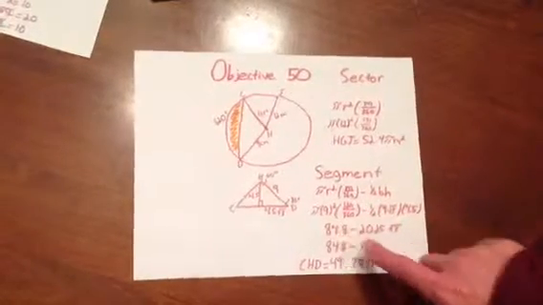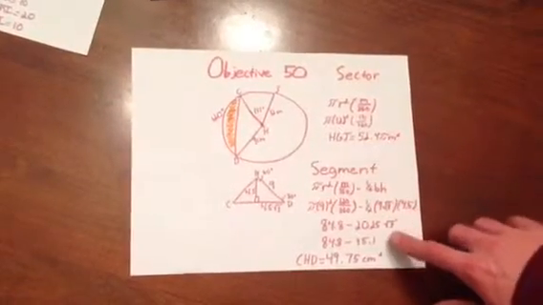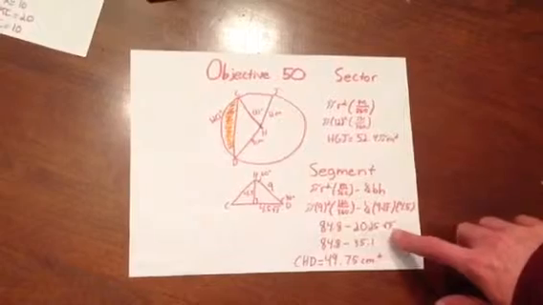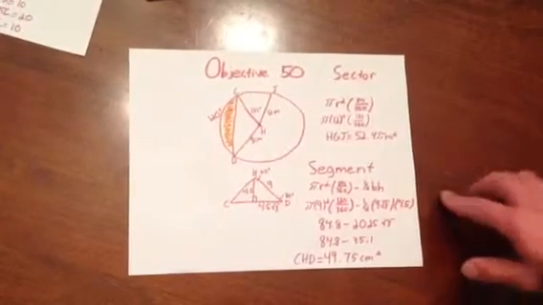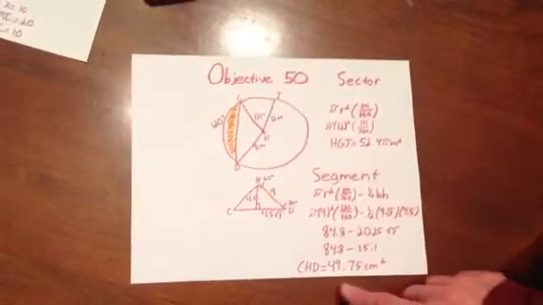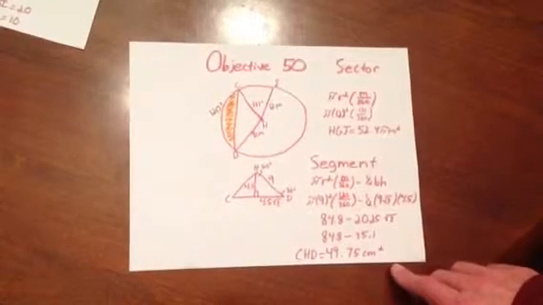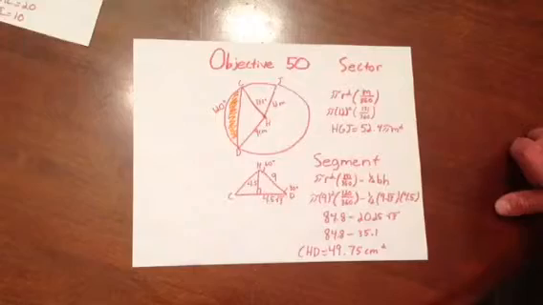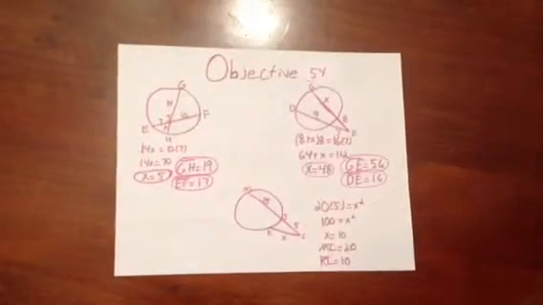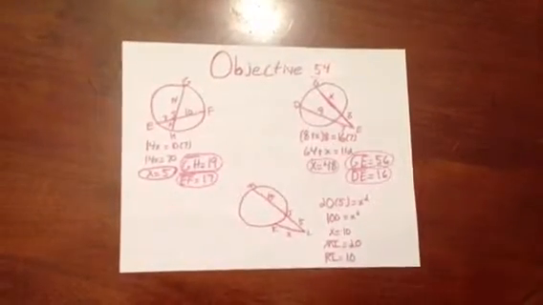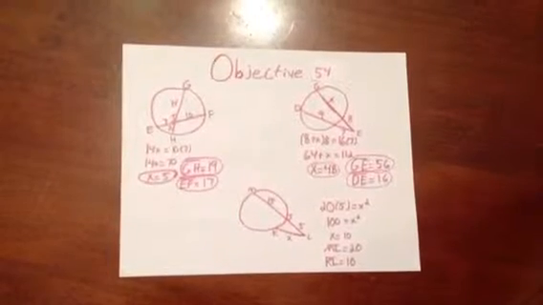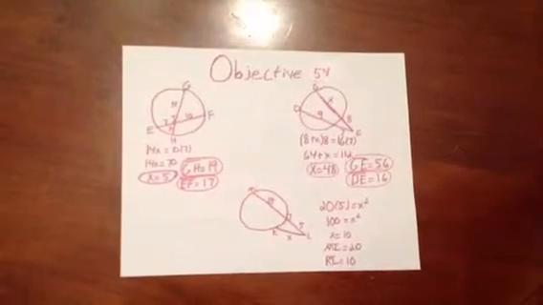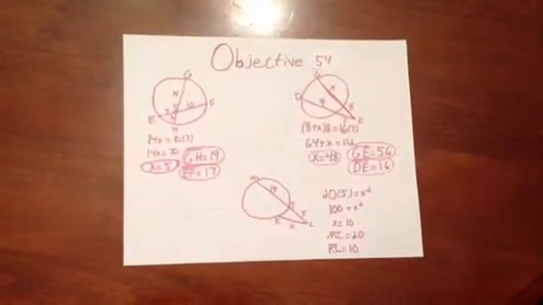And then we just plug all that back through. You have 84.8 here, plug that in there, and you have 2025 times the square root of 3. Multiply all that through and you end up with 49.75 centimeters squared for your area of your segment. And that's Objective 50. Alright, our third objective we're covering today is Objective 54, which deals with finding the lengths of segments formed by lines that intersect circles.